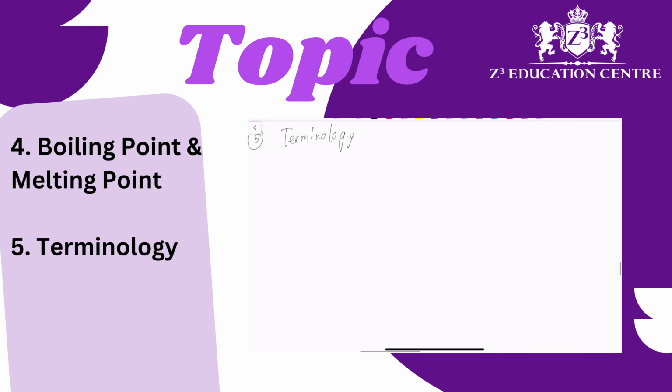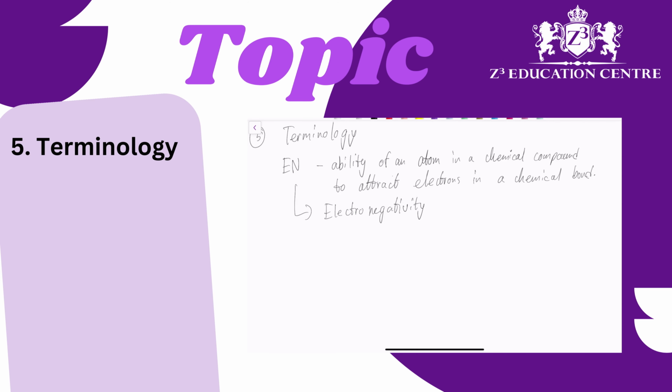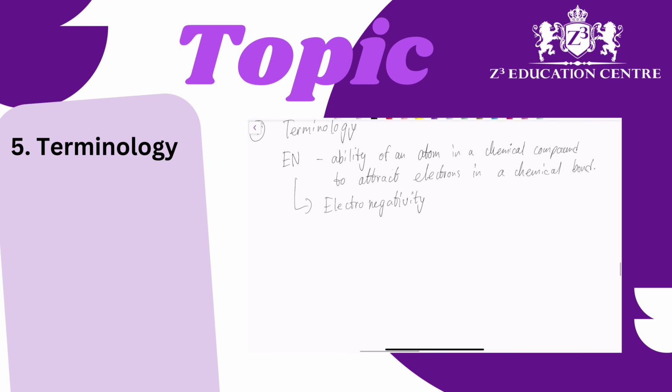Next, we'll move on to some terminology. The first one we have is EN, electronegativity, the ability of an atom in a chemical compound to attract electrons in a chemical bond. So they have a tendency to want electrons. And the example here that I'll give you is nonmetals have high EN.